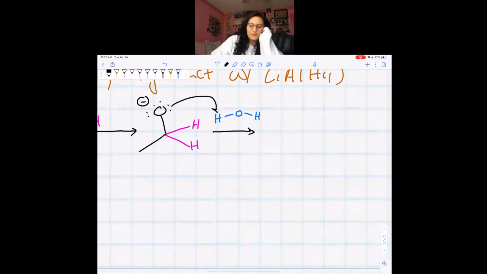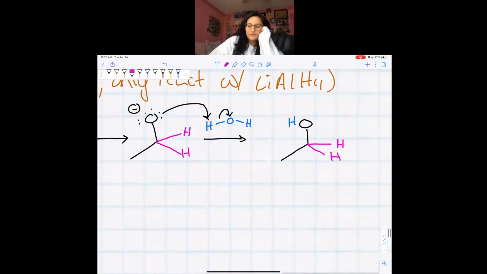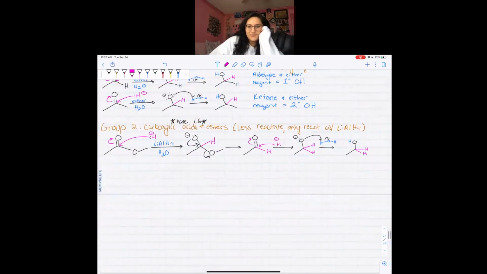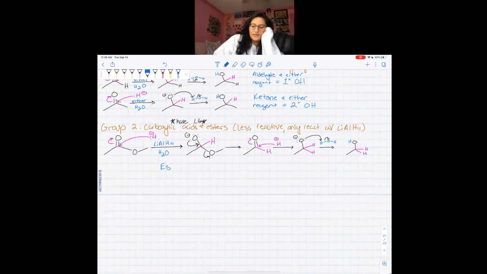So bam, bam. And now our alcohol is going to be primary because we have 2 hydrogens attached to it. So in summary, we can say that an ester plus LiAlH4 equals a primary OH. And in parentheses, I'm going to say we reduce twice.